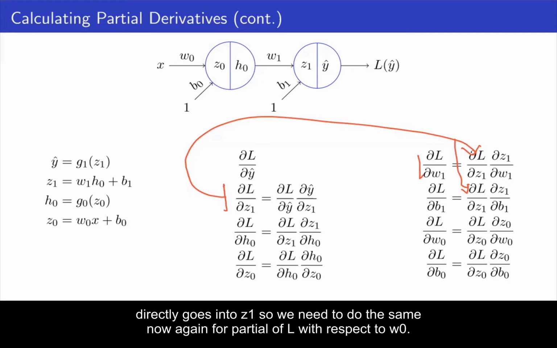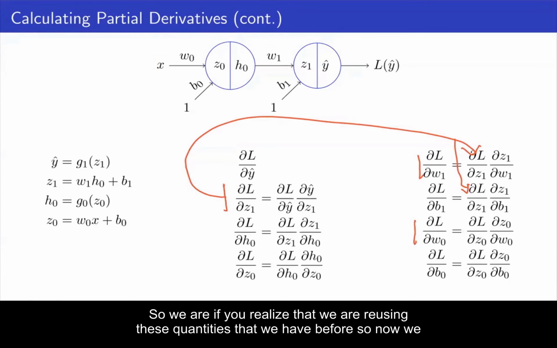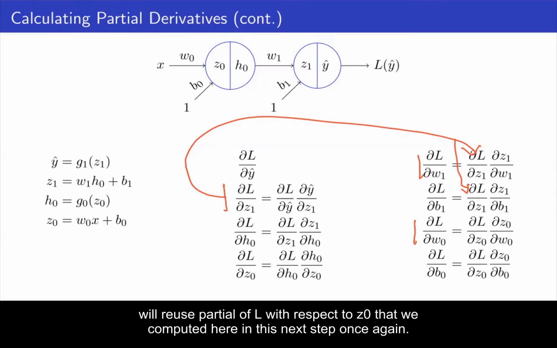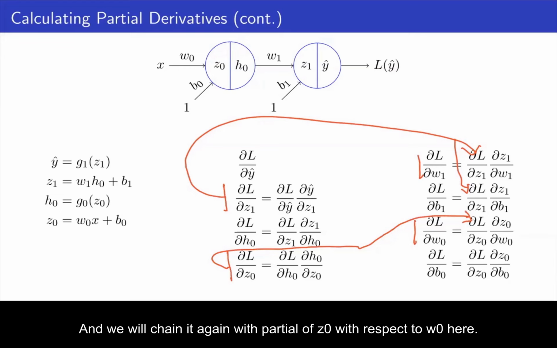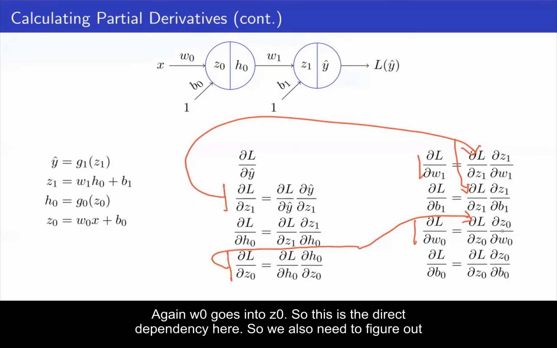So we need to do the same now again for partial of L with respect to W0. If you realize that we are reusing these quantities that we have before, so now we will reuse partial of L with respect to Z0 that we computed here in this next step once again. And we will chain it again with partial of Z0 with respect to W0 here. Again, W0 goes into Z0. So this is the direct dependency here.